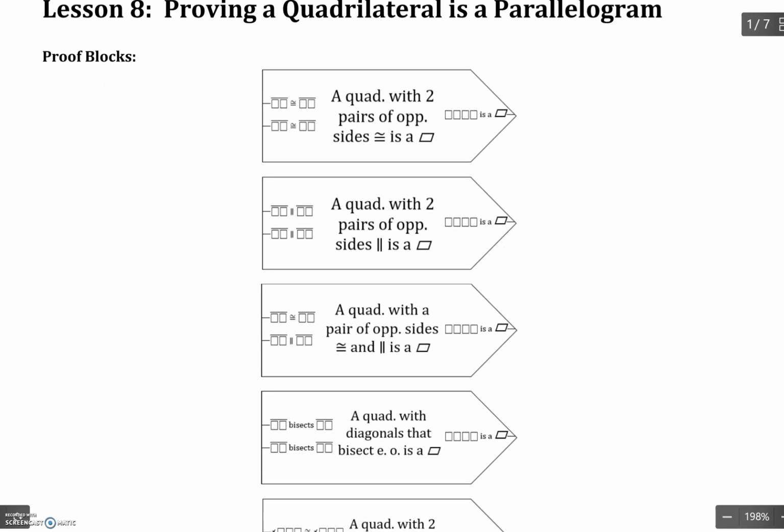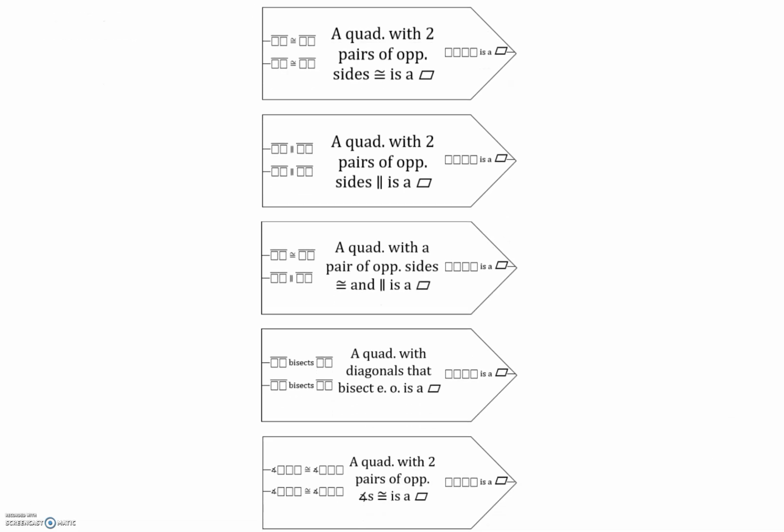So there are 5 ways to prove that a quadrilateral has to be a parallelogram beyond any doubt. We could prove that it has 2 pairs of opposite sides congruent, it has 2 pairs of opposite sides parallel, it has a pair of opposite sides that's congruent and parallel, it has diagonals that bisect each other, or it has 2 pairs of opposite angles congruent.